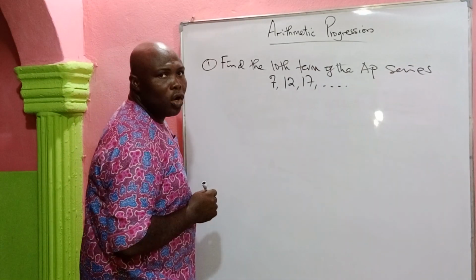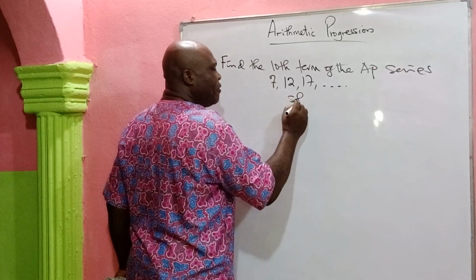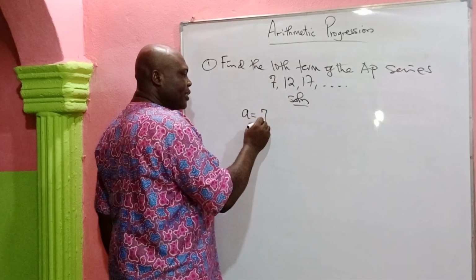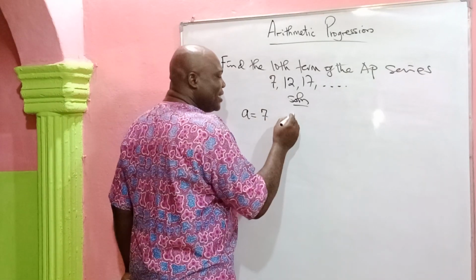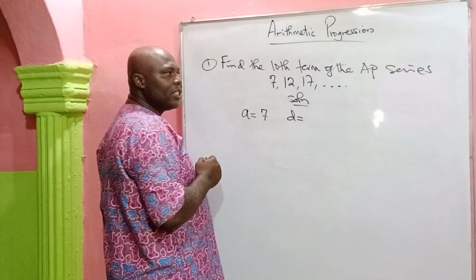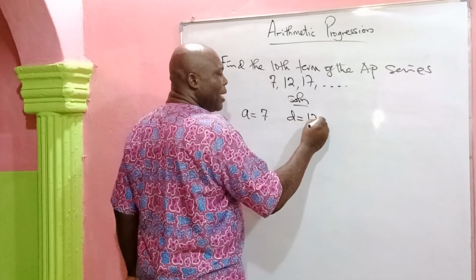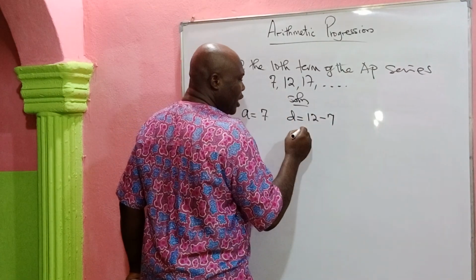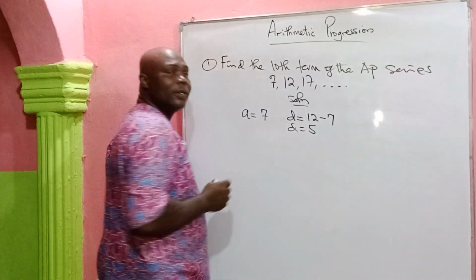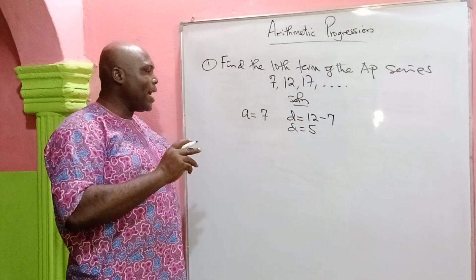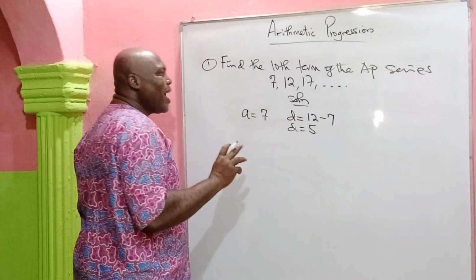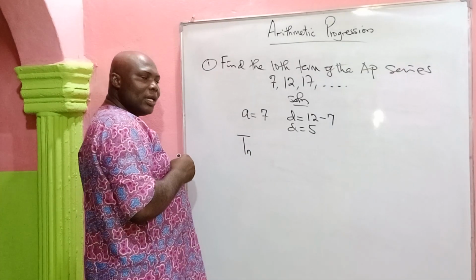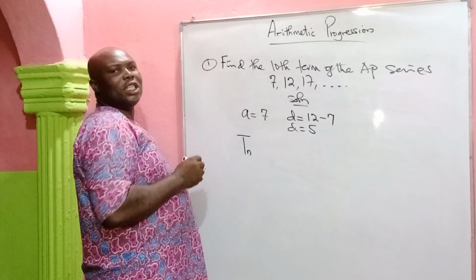All right, so all we need to do in the solution is first bring out the first term, a. The first term a is 7. And then we need d, which is the common difference. The common difference is the second term minus the first term, which is 12 minus 7, and that will give us a positive 5. That is our d. So the moment you know your a and your d, you can go ahead and look for the T of n, which is the nth term. You either say T of n or L, which is the last term.